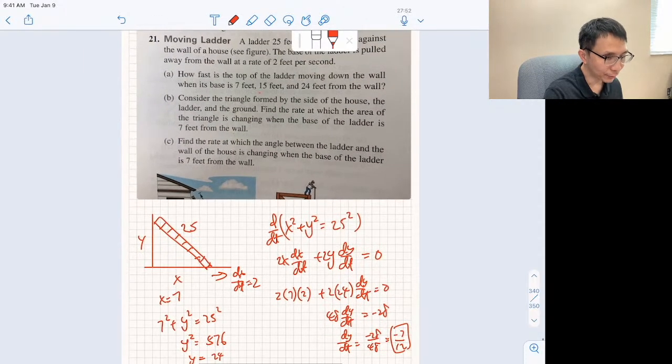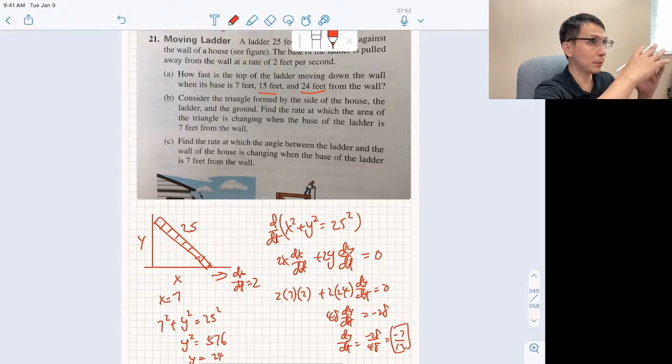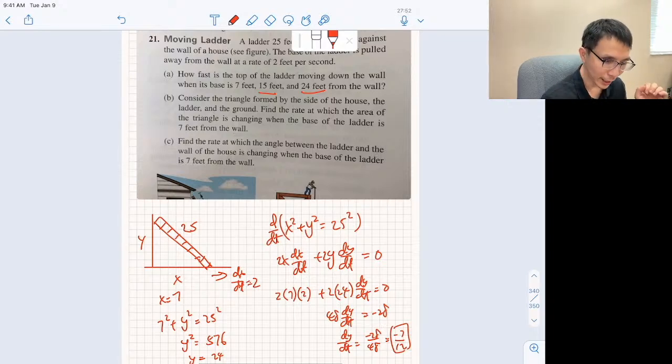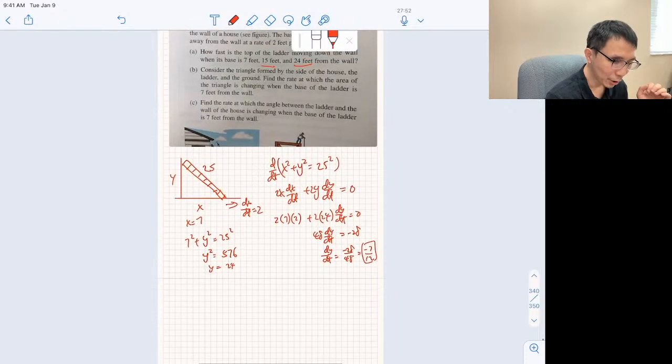Now you're supposed to find it for 15 feet and 24 feet from the wall. You're going to find out they are different speeds for dy/dt. We talked about it: when dy/dt is dropping down, it varies throughout the whole time, depending on the proportions of the triangle. Anyway, that's A. So let's talk about B.